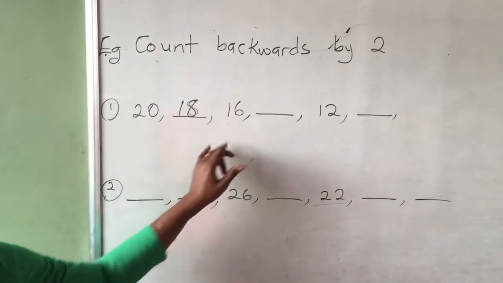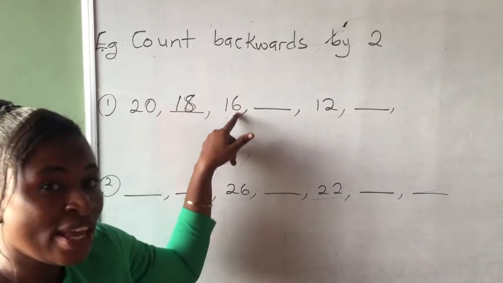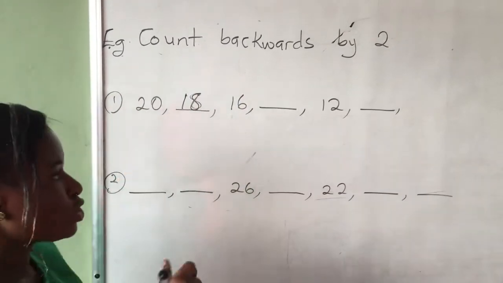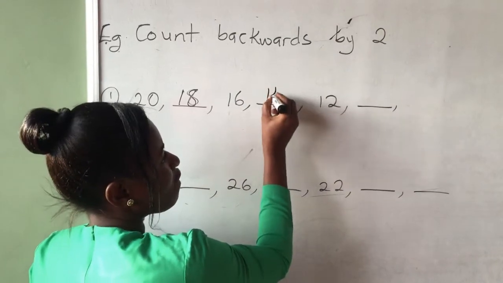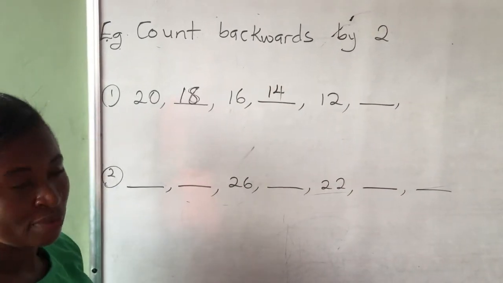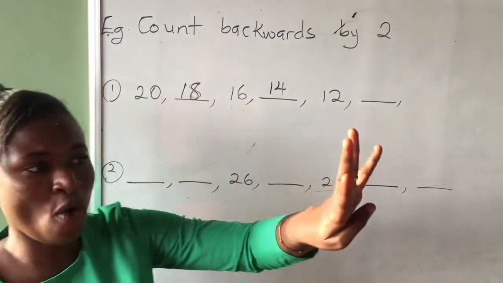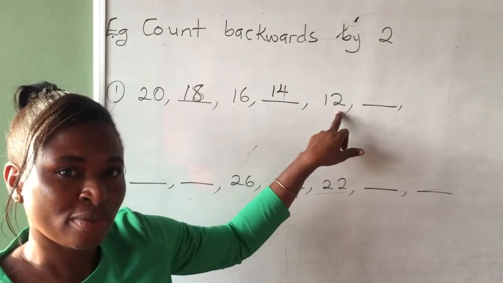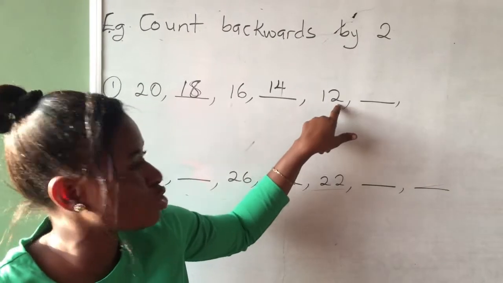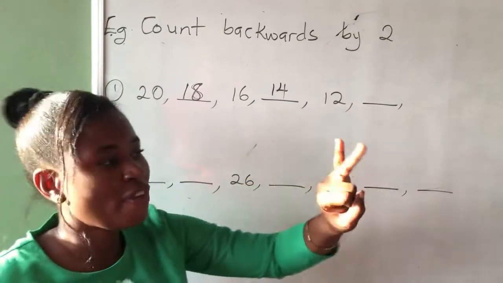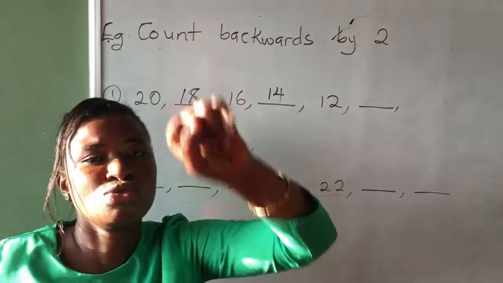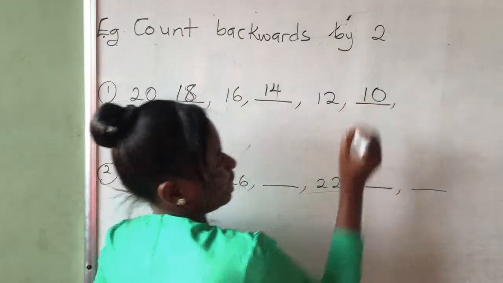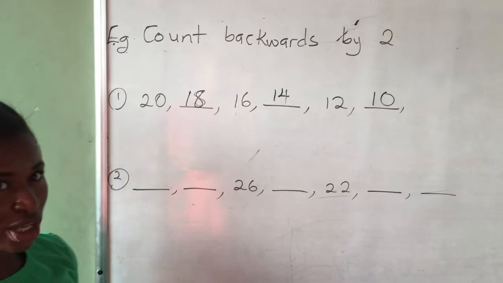So my next answer will be what? 16. Now in 16, I have 6 here. So I just count 6 and subtract 2. What will I have? 4. So it means my next answer will be what? 14. Now here is 4. If I have 4 and I subtract 2, what will I get? 12. Now in 12, we have 2 as the last number. So if I have 2 and I subtract 2, what will I get? 0. So my next answer will be what? 10.